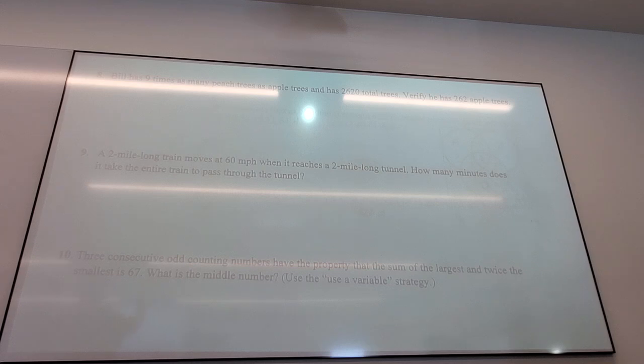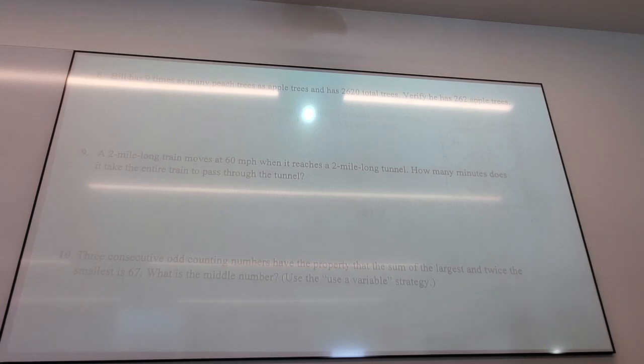So he has 9 times as many peach trees as apple trees. And how many apple trees am I claiming he has? 262. Can you then tell me that if I claim that, that would mean he would have to have how many peach trees? Because how many more peach trees does he have than apple trees? 9 times as many. So if it's true that he has 262 apple trees, how many peach trees must he have?